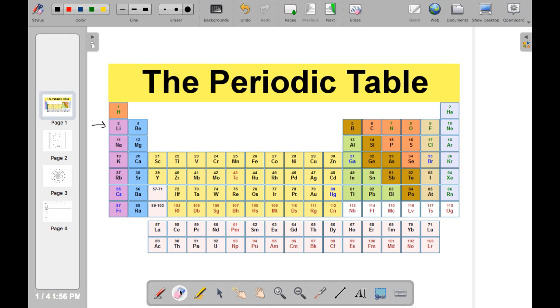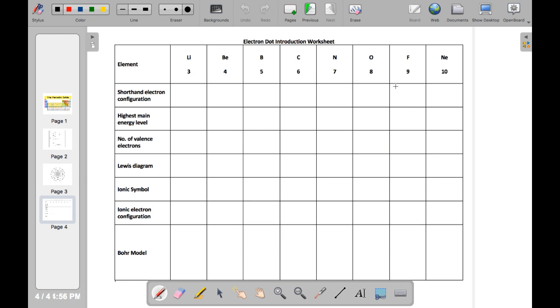Hello and welcome back. Today I'm going to give you a brief introduction to electron dot structures. And I had to ask myself, what's the best way of teaching this? Because this can get complicated. So I'm going to go back and do this little brief worksheet. Some of this is review about valence electrons and Bohr models, but I think it's really going to be handy because it's going to give us a better idea of what we're doing when we look at electron dot structures.